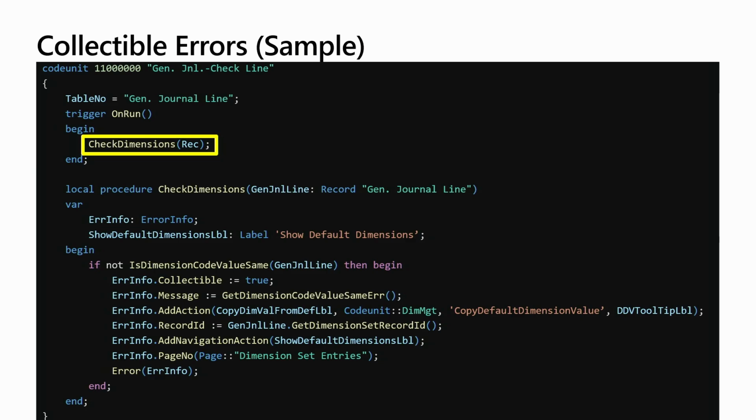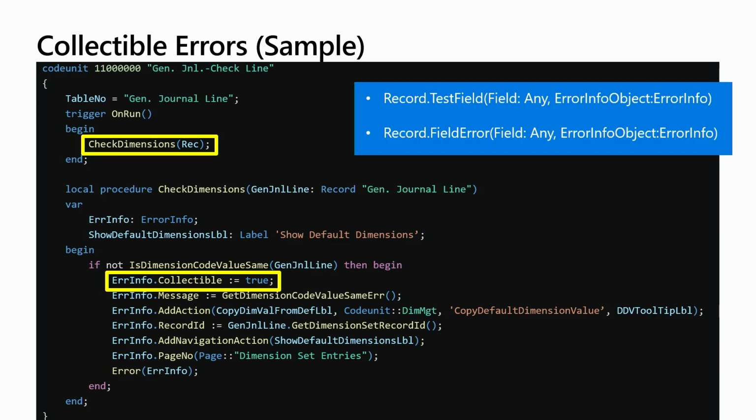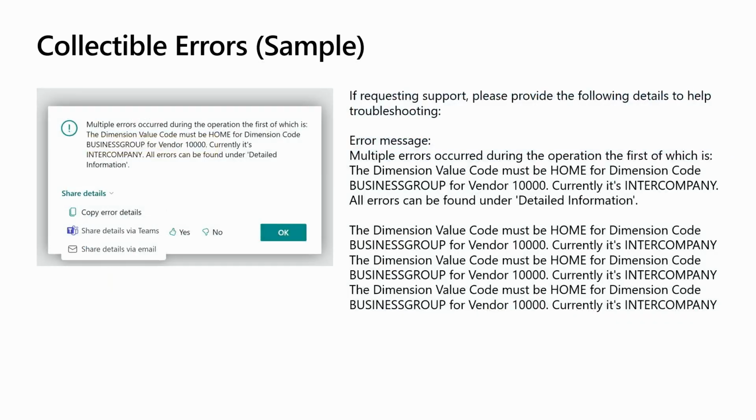So on run of the code unit, we have check dimensions. Inside that, when we check the dimension, we need to just make sure if there is an error, we need to set the property on the error info to collectible as true. Once we do that, what the platform will do is every time it encounters the error, rather than throwing it right away, it will keep collecting it in the background. And we can do the same thing with test field on the record and the field error by passing the error info object to those procedures.